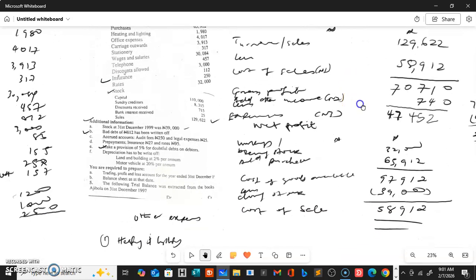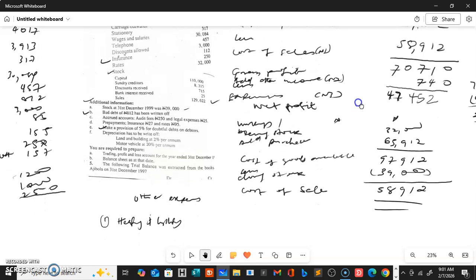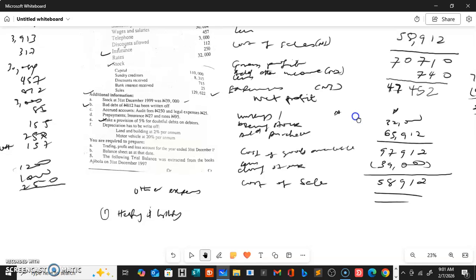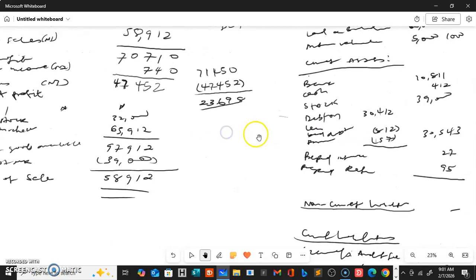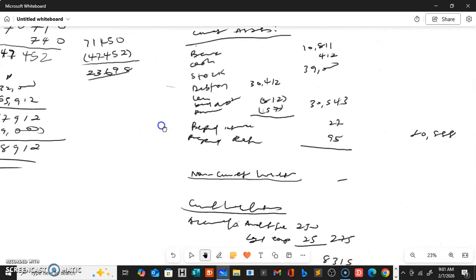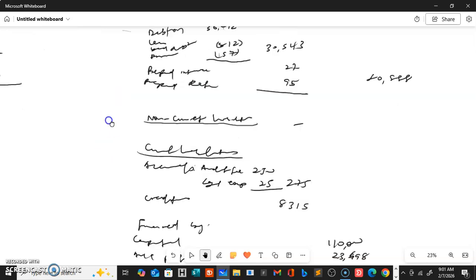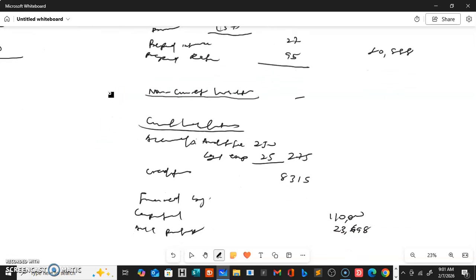Okay. Bad debt, we've done that. Prepayments, we've done that. Provisions, we've done that. Depreciation, we've done that. Okay. So let us check that out. We hope this account is going to balance. I hope it does. So let us just add our current liabilities. That gives us 8590.